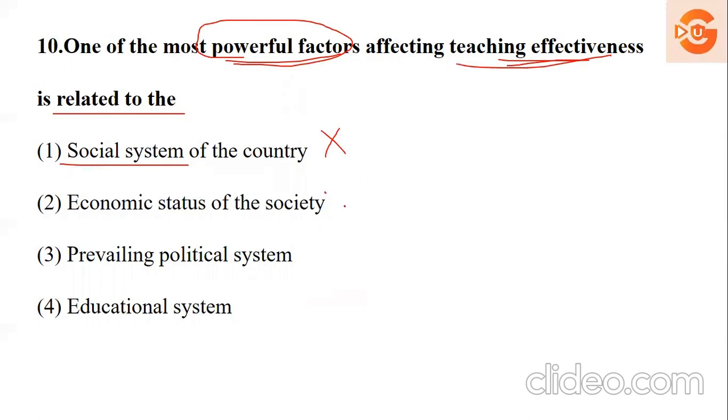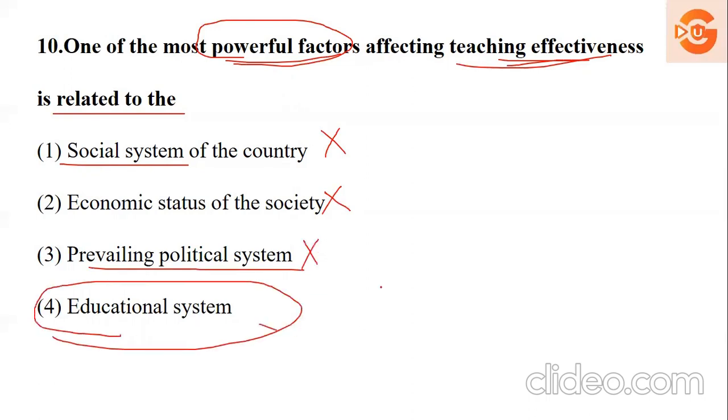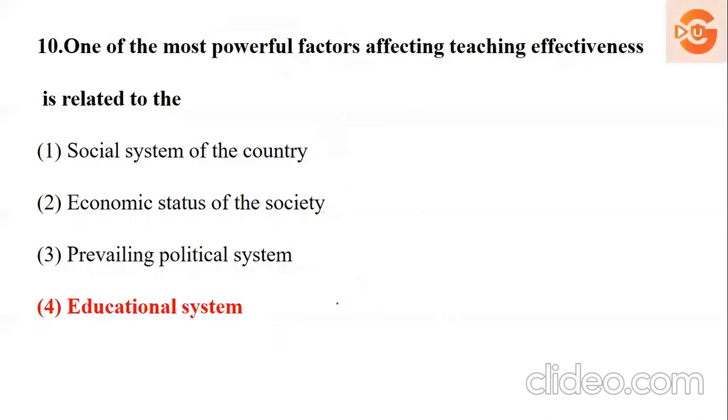So no. Economic status? Definitely not. Political status, a big no. So education is the only system which can affect the teaching, I mean to say, which is one of the powerful factors which can affect the teaching, which can bring a centralized way of thinking, which can make things better. Every one of us is taking education, every one of us is getting educated in a standardized form. So education has that power to bring that effectiveness. So your answer for this question will be option number 4.